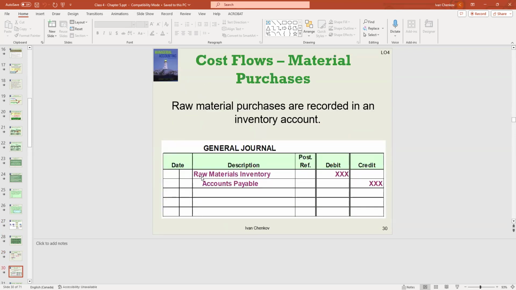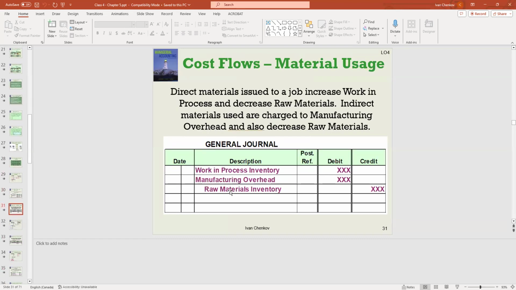How are we going to do it with the journal entry? First, we're going to purchase the direct material, the raw material, sorry. Debit raw material, credit accounts payable. And after that, we're going to use this raw material by debiting work in process for the direct material, manufacturing overhead for the indirect material, and we're going to reduce the raw material inventory on the credit side.